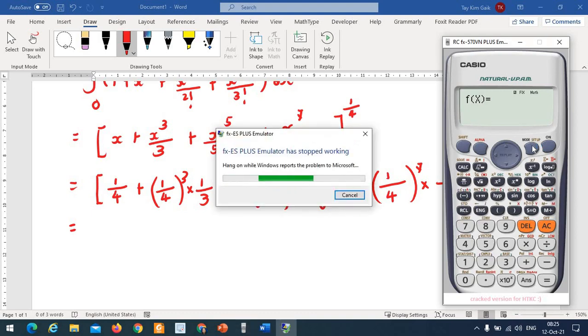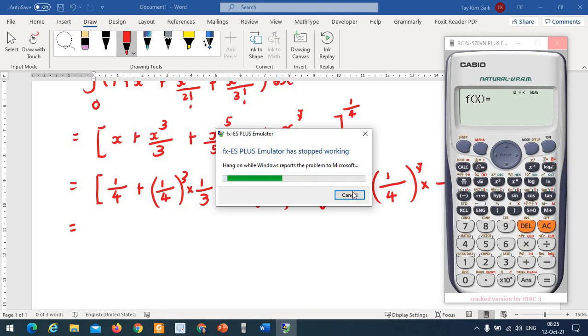This calculator cannot use this pen. So is it clear? So now up to this step, please just use a scientific calculator to evaluate it. Or if you want to evaluate manually, also can.